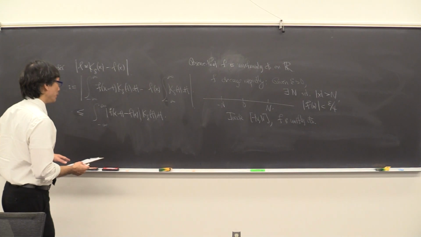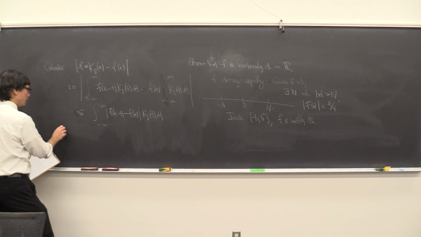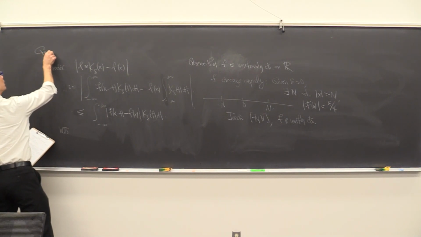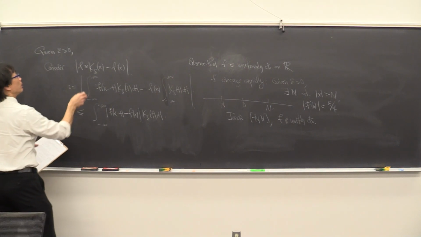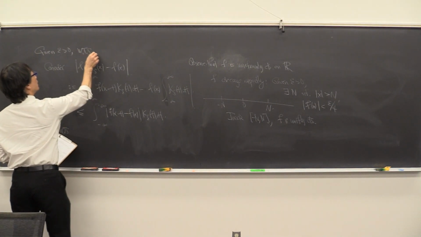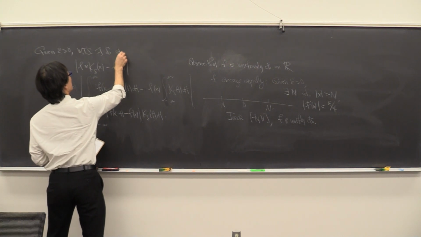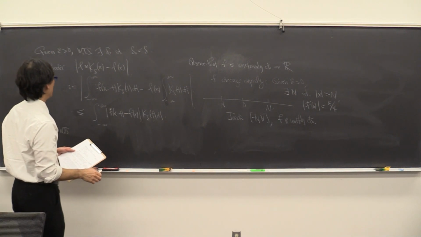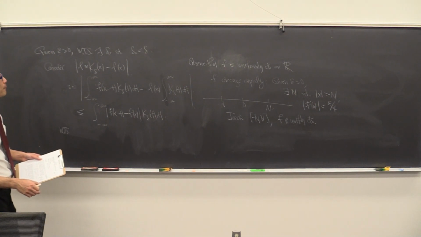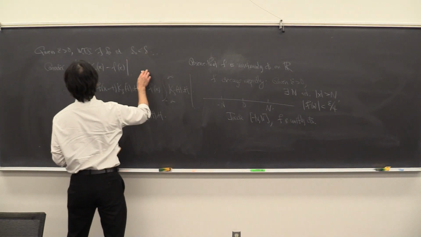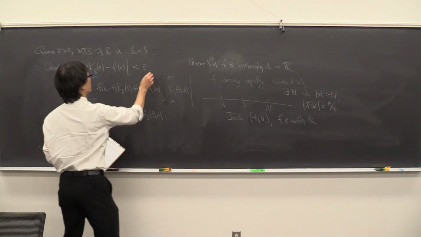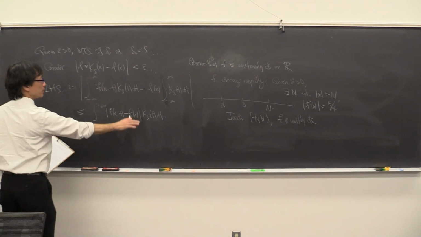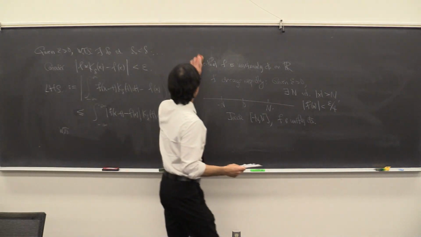And remember, we want to show that, given epsilon greater than 0, there exists a delta naught such that if delta is smaller than delta naught, then this thing is smaller than epsilon. Right? That this thing is smaller than epsilon.